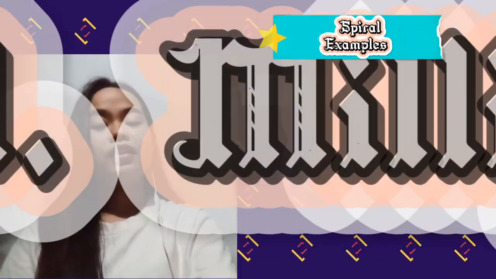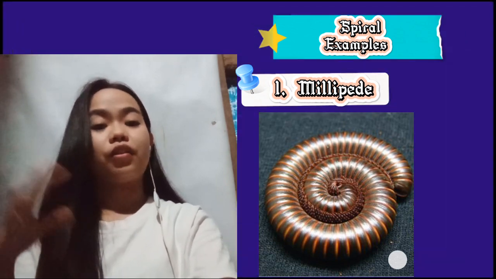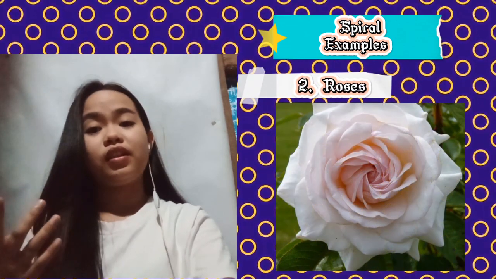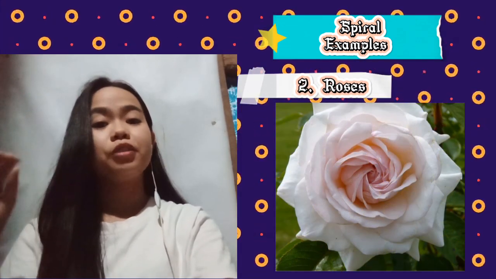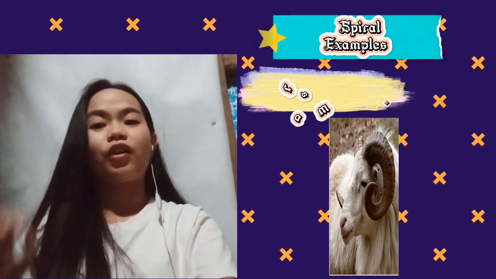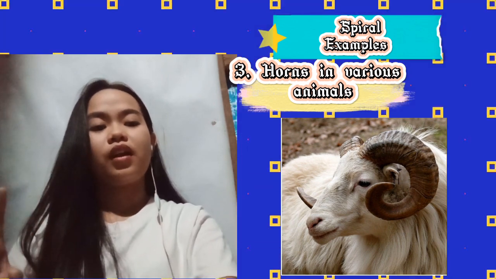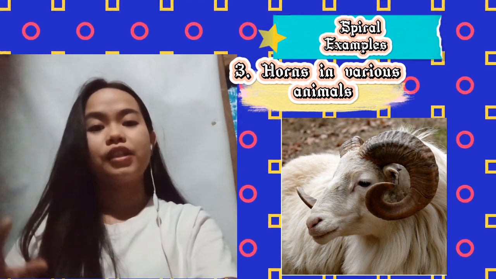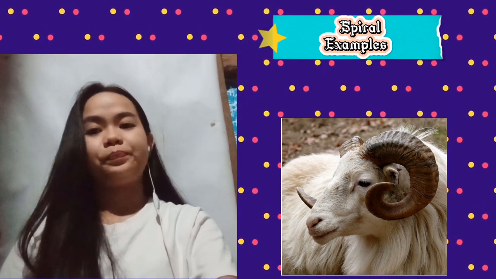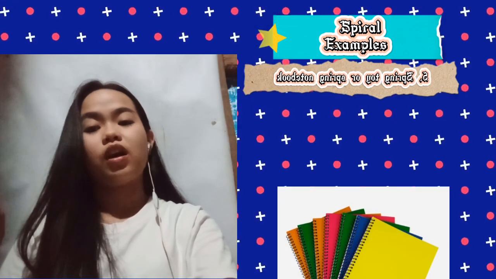First is the malipit, or what we call labud. As you can see in the picture, it has a curved pattern. Next one is the rose. As you can see in the picture, it is a curved pattern from the central point and continuously widening. The third one is the horns in various animals. It is also considered a spiral. The ones that have curved horns, for instance, this goat in the picture. And lastly is the spring toy or spring on a notebook.